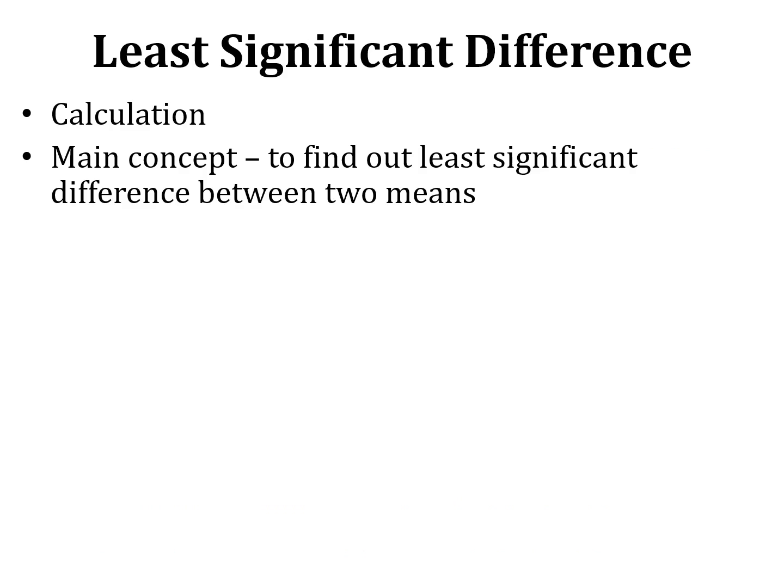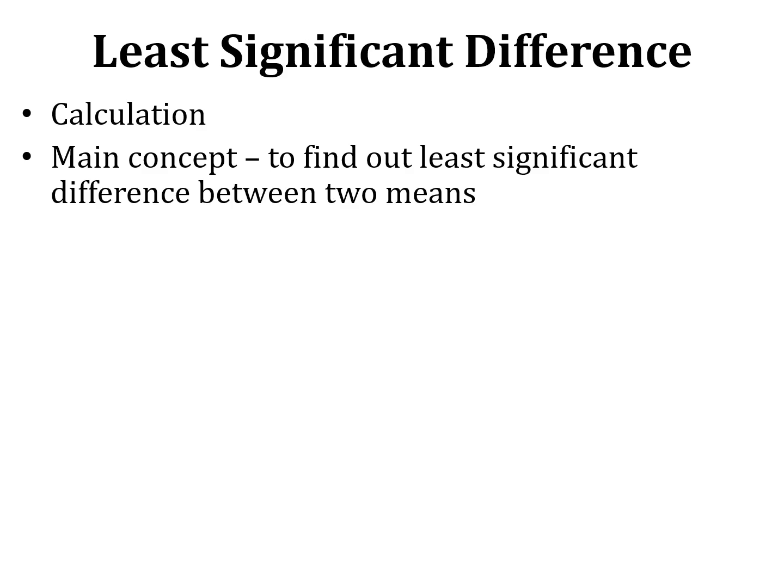And we have to calculate the LSD to find out which mean pairs are significantly different from each other. The main concept for the calculation of LSD is to find out the least significant difference between two means. As we saw in the previous table, we calculated the difference between mean pairs, right? So we need to find out what magnitude of this difference should be considered significant, right? So we have to find out the least significant difference between two means, that is, at what point we are going to say that these means are significantly different from each other, right?